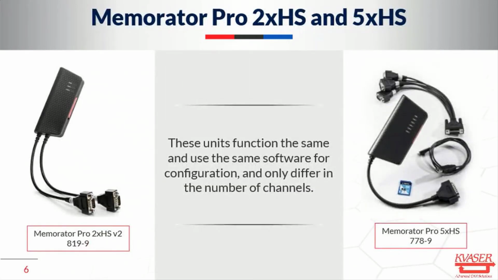It comes in two flavors, the 2-channel and the 5-channel device. These units are basically identical with the exception of the number of channels and a little bit about the physical makeup of them. The 5-channel has a pigtail, if you will, that breaks out a single connector into 5 different standard CiA CAN 9-pin D connectors. The 2-channel is just direct connect of the 9-pin D connectors, both with a USB pigtail.